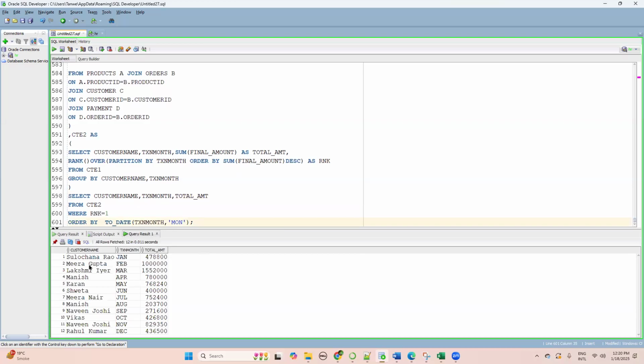To see, Sulochana Rao has done this transaction. Meera Gupta did this much. If you have to see this in millions, then divide by million. How much is it, 60, right? Get this. Sulochana Rao has done 0.47 million transaction. Meera Gupta exactly 1 million. Lakshmi Iyer 1.552 million. Okay. Is it clear, Navita? Yes, sir. Okay, good thought, good question.